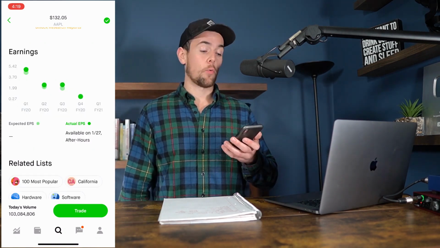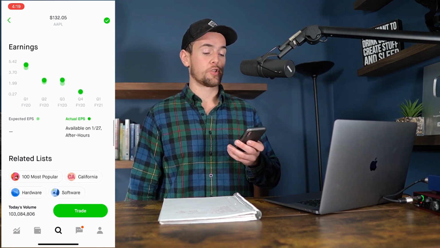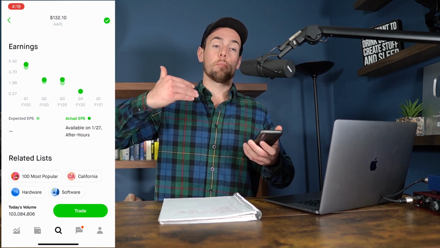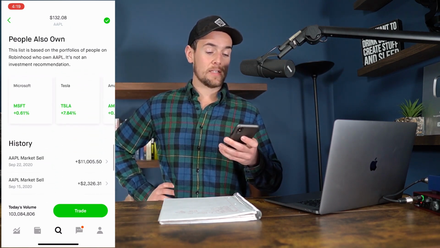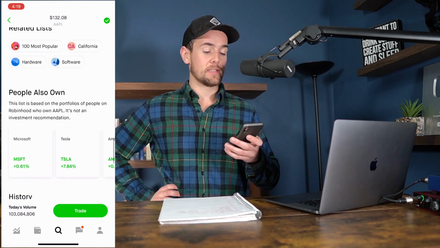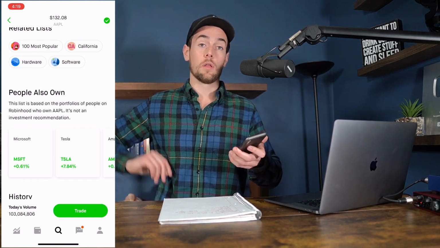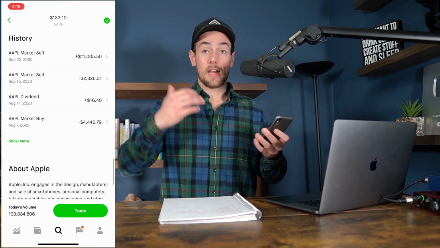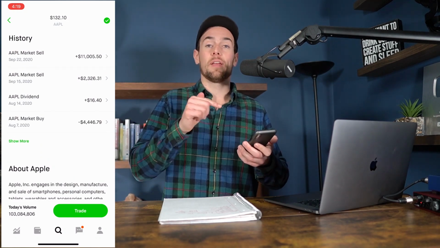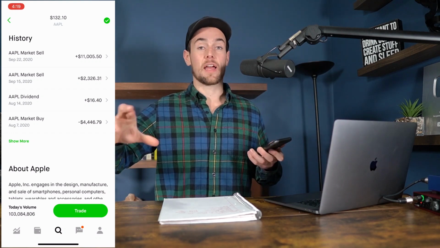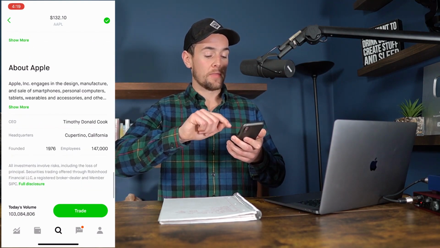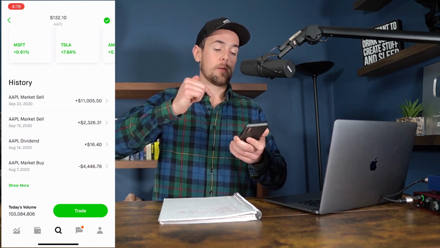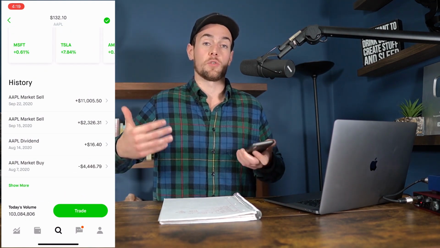After that, if we scroll down more, we get an earnings calendar or an earnings chart that shows us whether or not Apple has been beating, meeting, or falling below earnings expectations, and then we have suggested stocks based on what people own as well when they also buy Apple. There's also history here, which shows you guys that I have owned Apple in this portfolio in the past. So if you've owned a stock in the past, that's going to show up down here. There's an About section that tells you more about Apple. And then, of course, you have the trade button if you want to purchase or sell your shares.